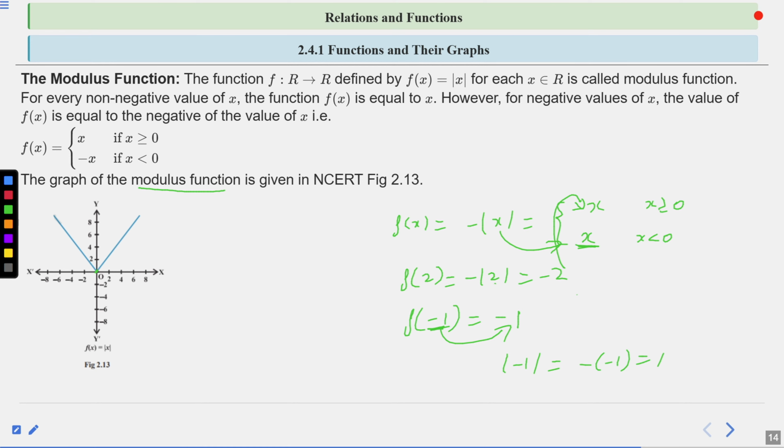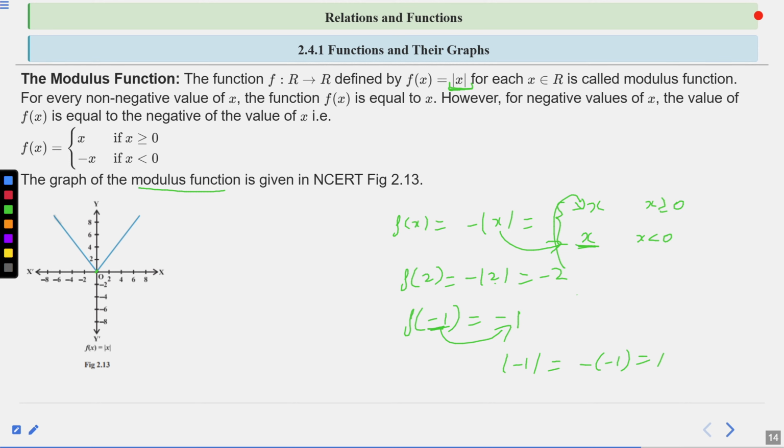So also, do observe one thing, that this thing is always going to be positive. All the output will be positive, or 0, okay, or 0. But you cannot get the output as negative.